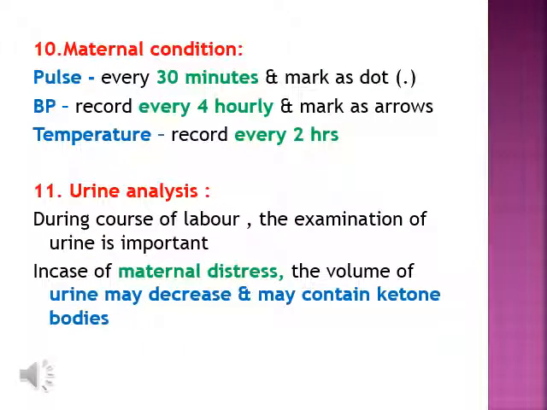Next are the vitals. We need to check the pulse every 30 minutes, BP every 4 hours, and the temperature every 2 hours. You record them just like in the TPR chart. The last is the urine analysis. During the course of labor, examination of urine is very important. In case of maternal distress, the volume of urine may decrease and contain ketone bodies. So the urine output should be mentioned there.